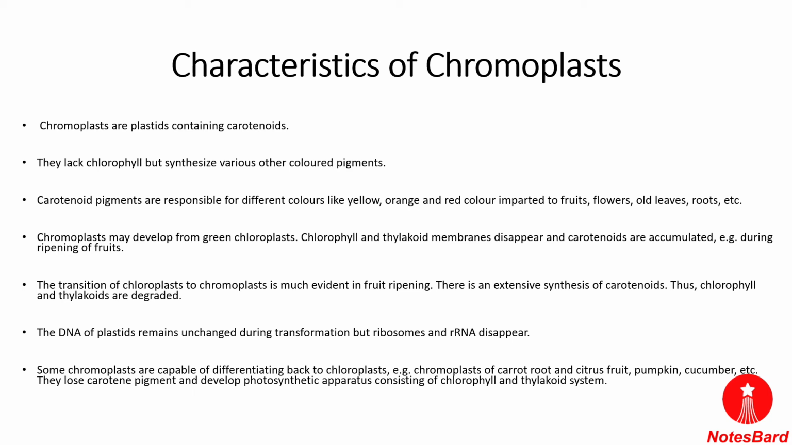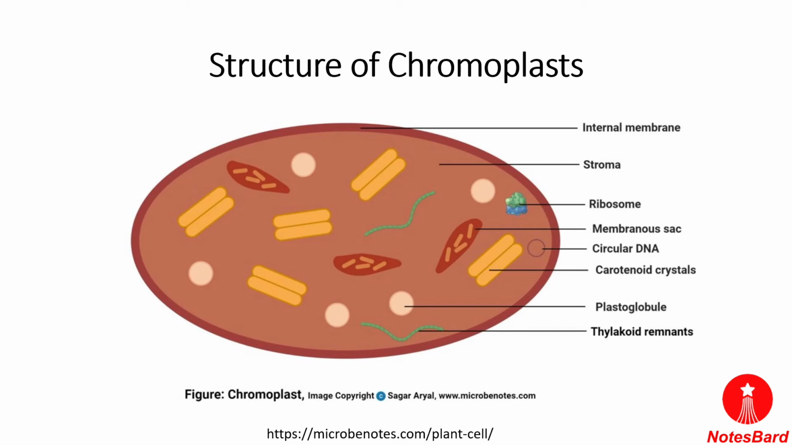Next, we will be discussing the structure of the chromoplast. In the structure, we can see there is an internal membrane, then there is a stroma present. Ribosomes, which are responsible for protein synthesis, are also present. Membranous sacs, and they have their own DNA, which is circular DNA. Then they have carotenoid crystals, plastoglobules, and thylakoid remnants. So this is what the structure of chromoplast looks like.